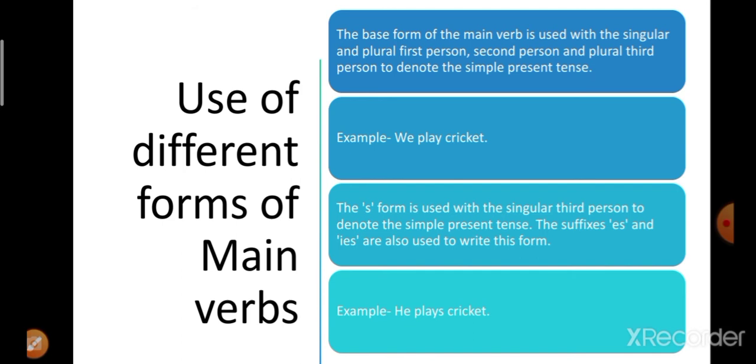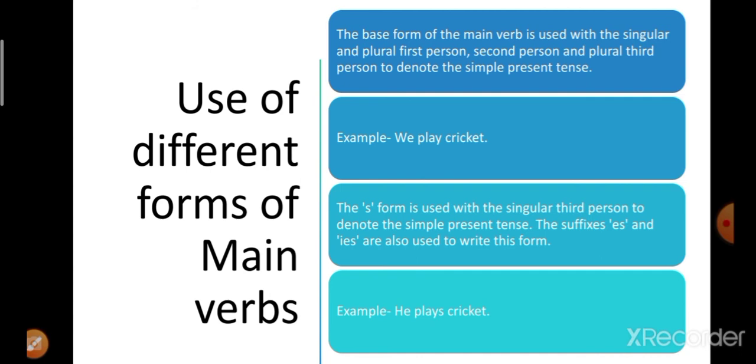Now the S form is used with singular third person to denote the simple present tense. Again we use the S form of the verb. Why do we use that? In order to denote the simple present tense. The suffixes es and ies are also used to write this form. For example, he plays cricket. With play we are adding a suffix s, that is why it became he plays cricket. And he plays cricket is of which form of sentence? It is simple present tense.